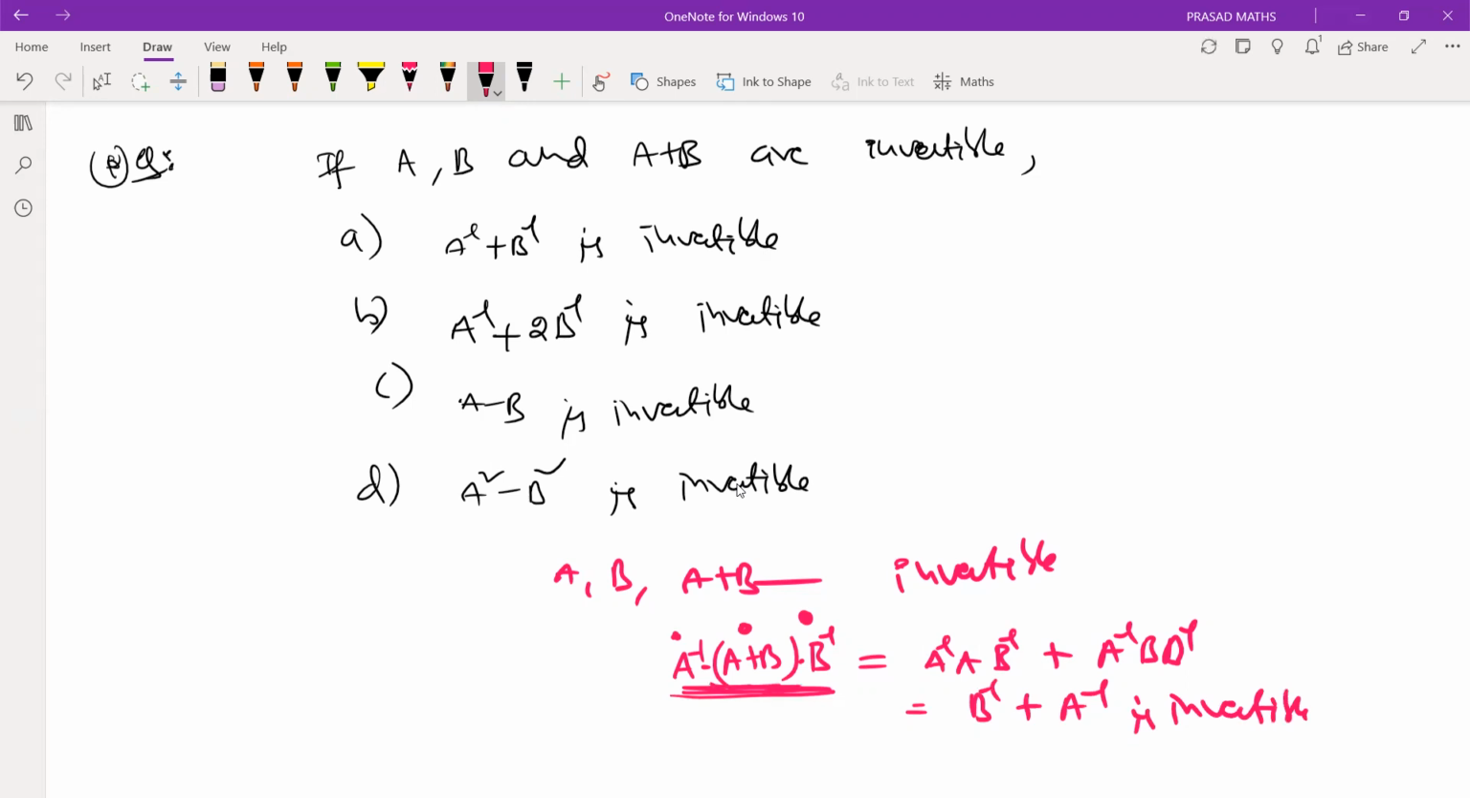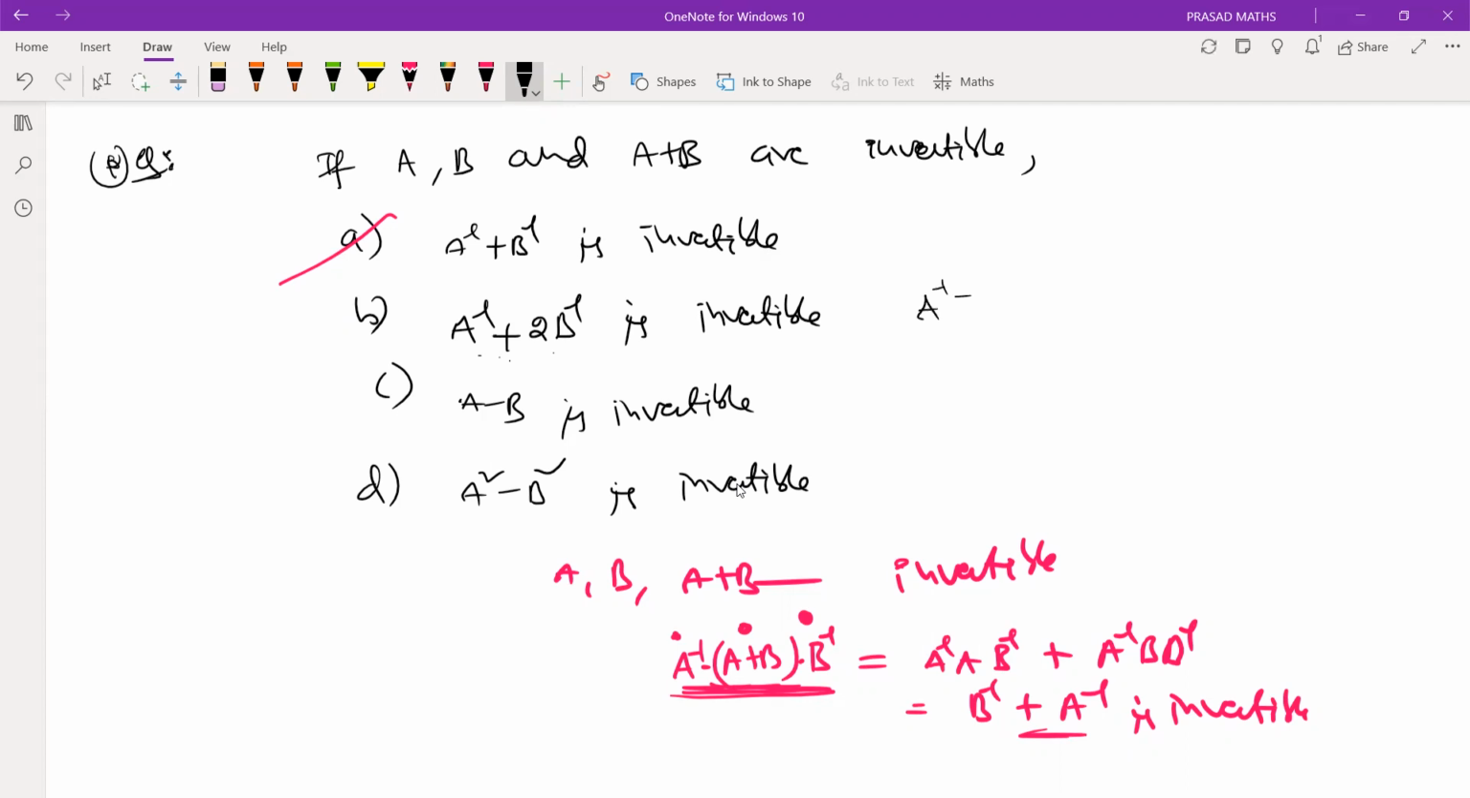Because the left side is invertible, it means the right side is invertible. Therefore, this is invertible. Now, what is this? Is A inverse plus 2 B inverse invertible? Yes, sir, invertible.